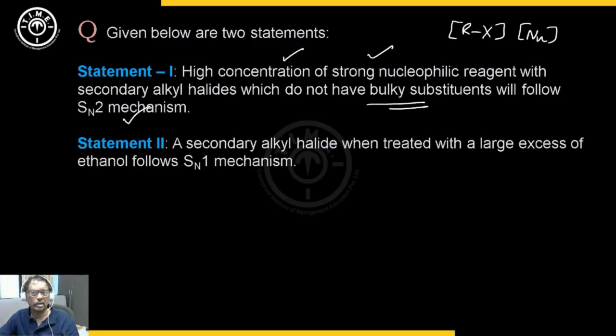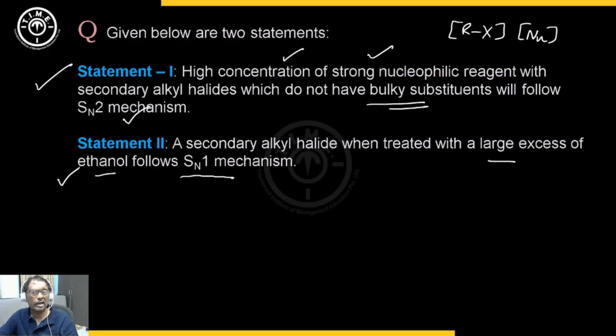The way is clear. Therefore, statement 1 is correct. Statement 2. A secondary alkyl halide when treated with a large excess of ethanol follows SN1 mechanism. For SN1 mechanism, what do you require? Polar protic solvent, and alcohol is a protic solvent.